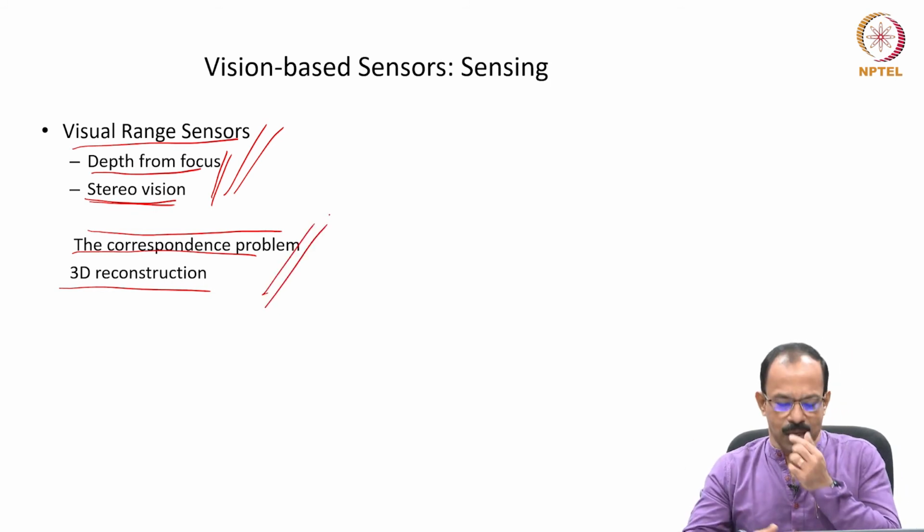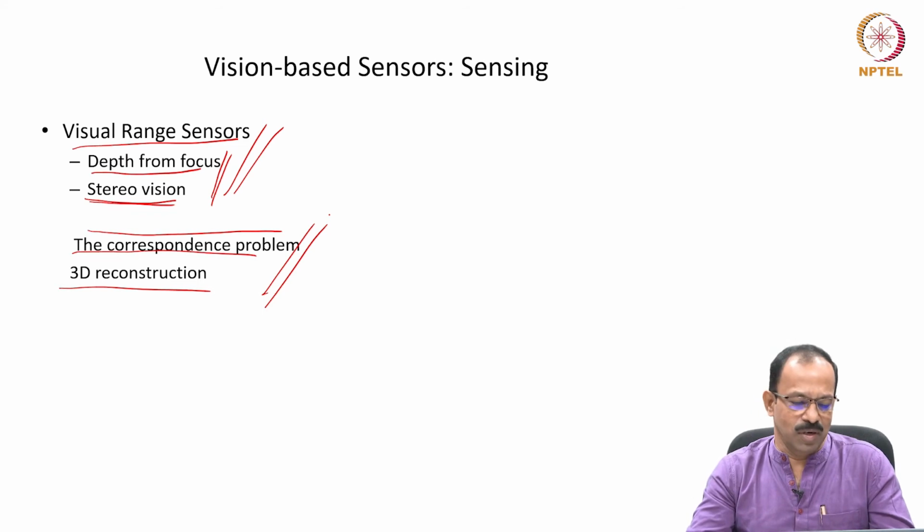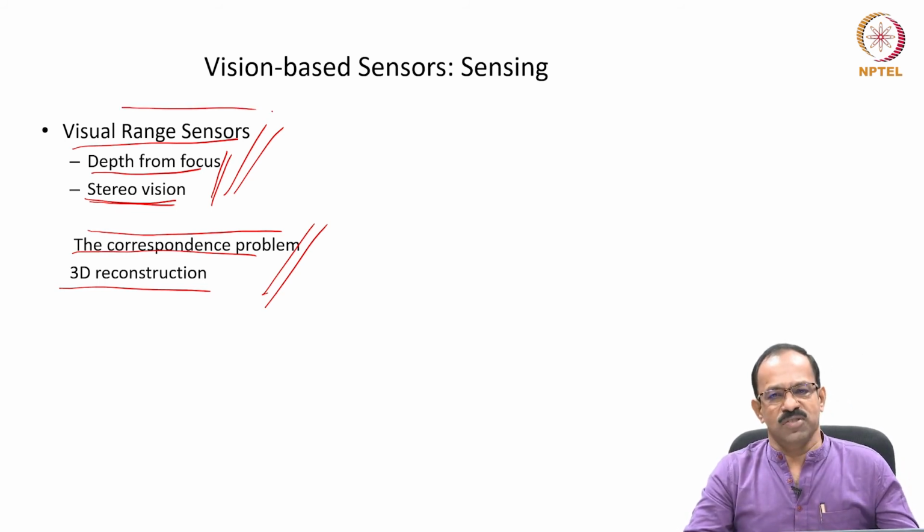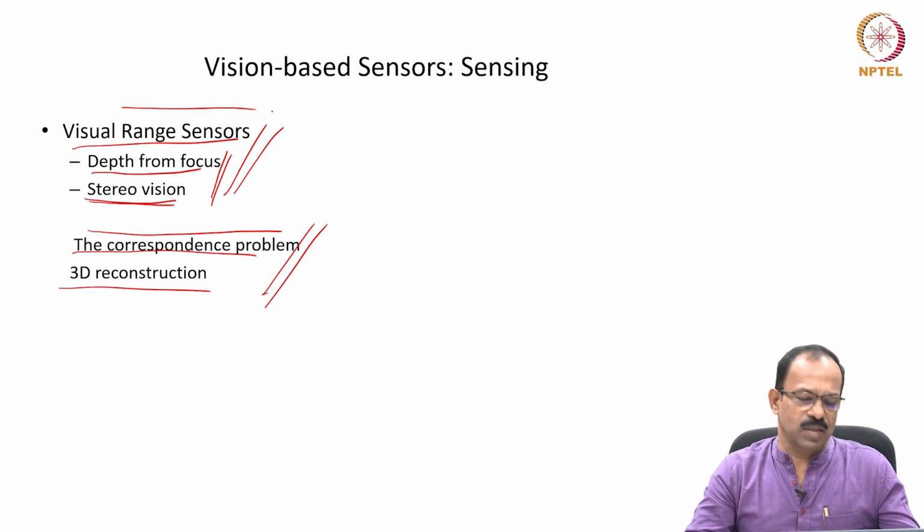Of course, that is a separate discussion on its own, image based navigation and all. We do not go into the detail, but just want to tell you that sensors based on vision can also be used to get the distances measured.